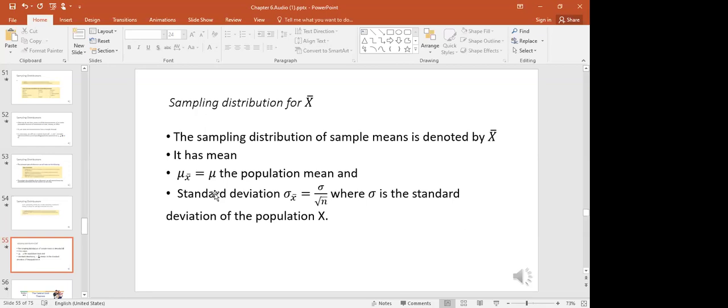So when we consider the sample mean X bar, it is called the sampling distribution of sample mean, denoted by X bar. It has mean mu X bar, which is the population mean mu. So when we think about the sample mean now as a random variable, the mean of that sample mean is the population mean. And the standard deviation of that sample mean is related to the population standard deviation.